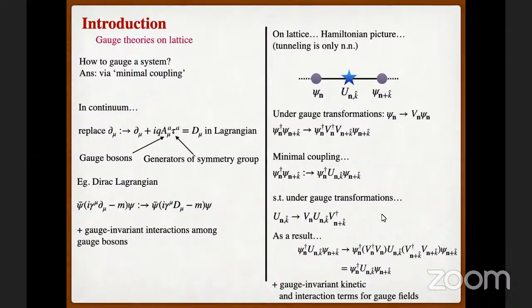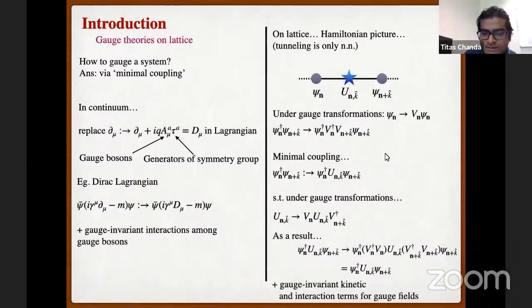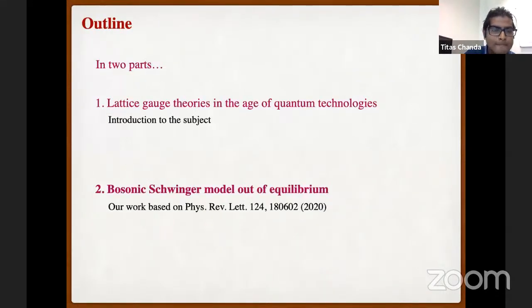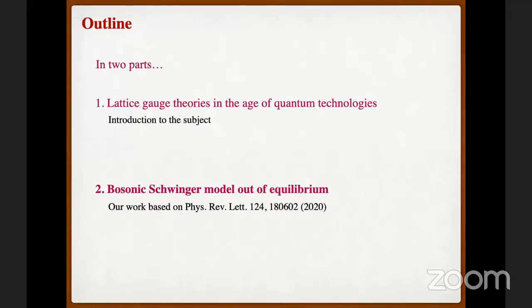Okay. So this is the procedure to make a Hamiltonian in a lattice gauge invariant. Plus, we can add some gauge invariant kinetic and interaction terms for the gauge fields themselves. So this summarizes the introduction of lattice gauge theories from the perspective of quantum simulation. Any questions till now? I don't see anything. Okay.